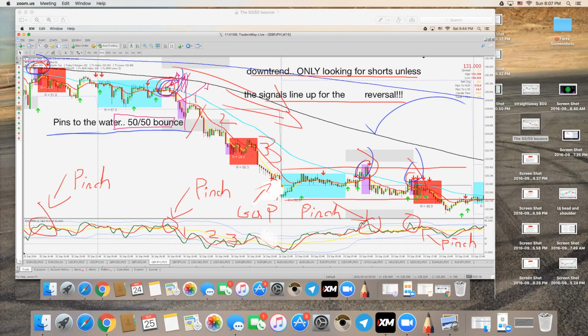These trades happen on any pair as long as the signals present themselves. Euro, gold, there's plenty on gold, trust me. Oil, but we're not looking at commodities yet because I don't want you to trade those. They're a little more difficult because they're more of a volatile pair. So yeah, this is the 50-50 bounce.